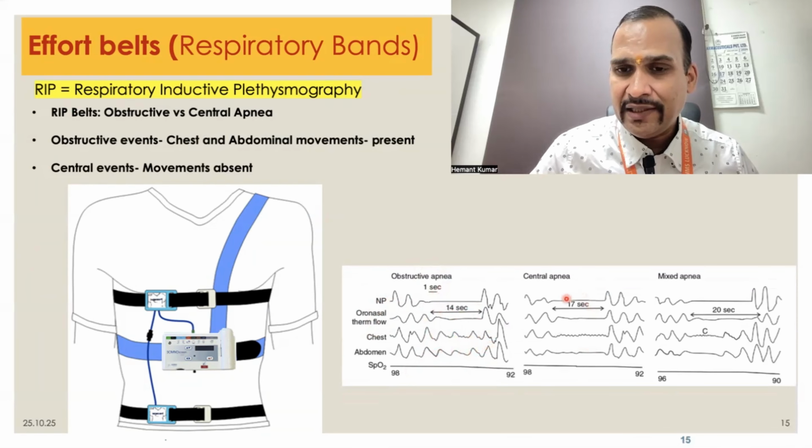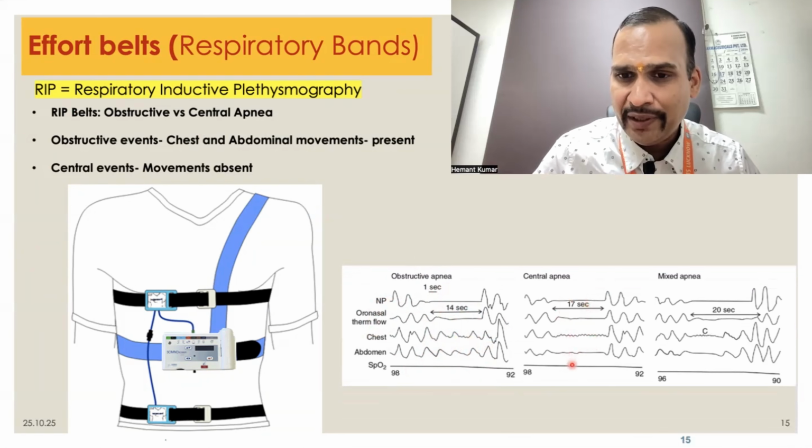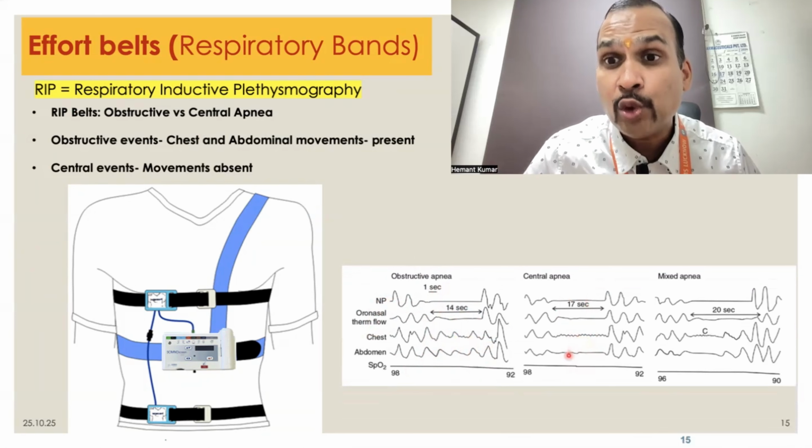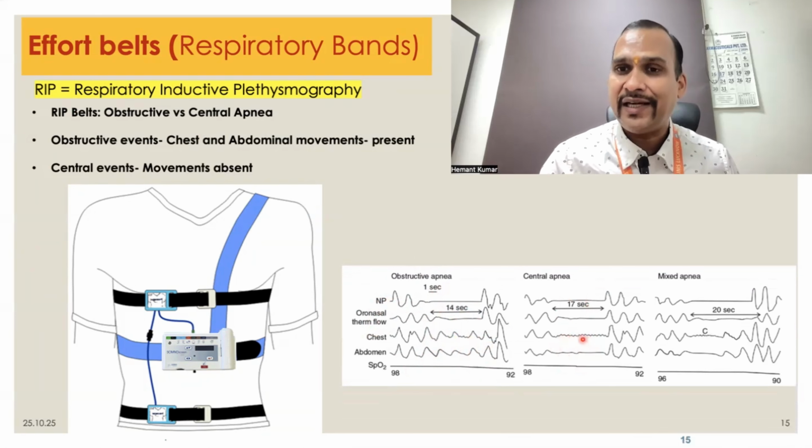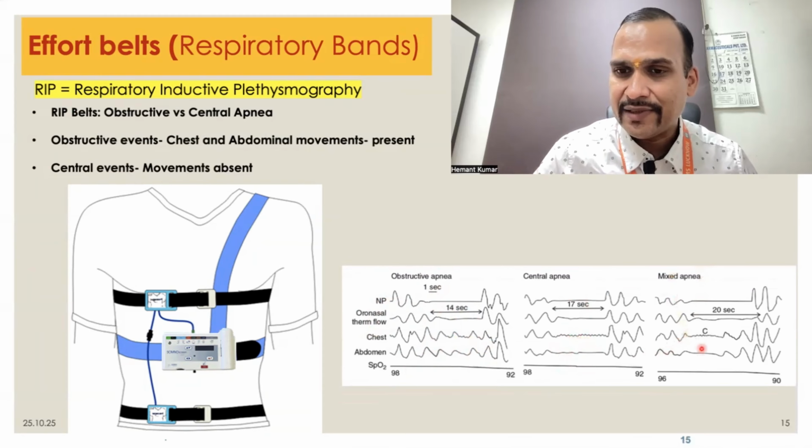In this one, there is apnea, and chest movement and abdominal movement are also absent. This is central apnea. This is mixed. First there is central, then obstruction. This is mixed apnea. So by this we can identify these respiratory parameters.